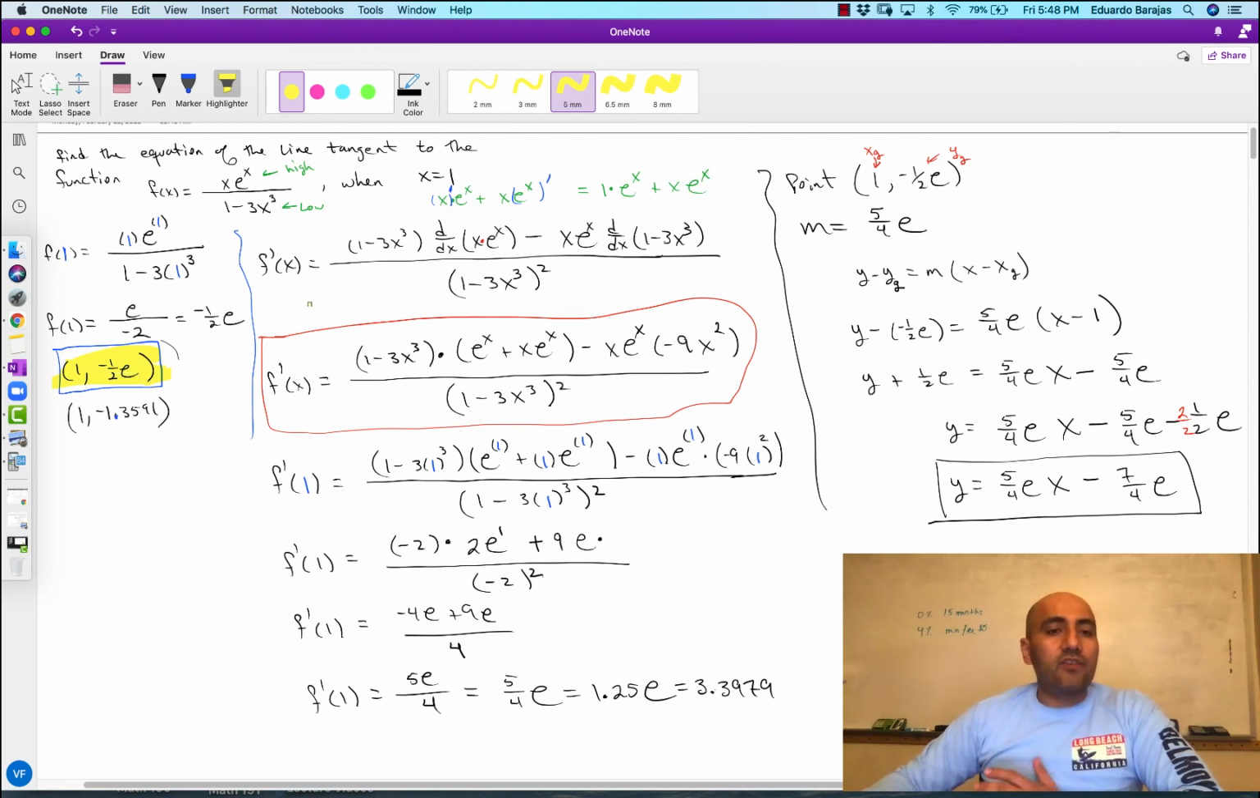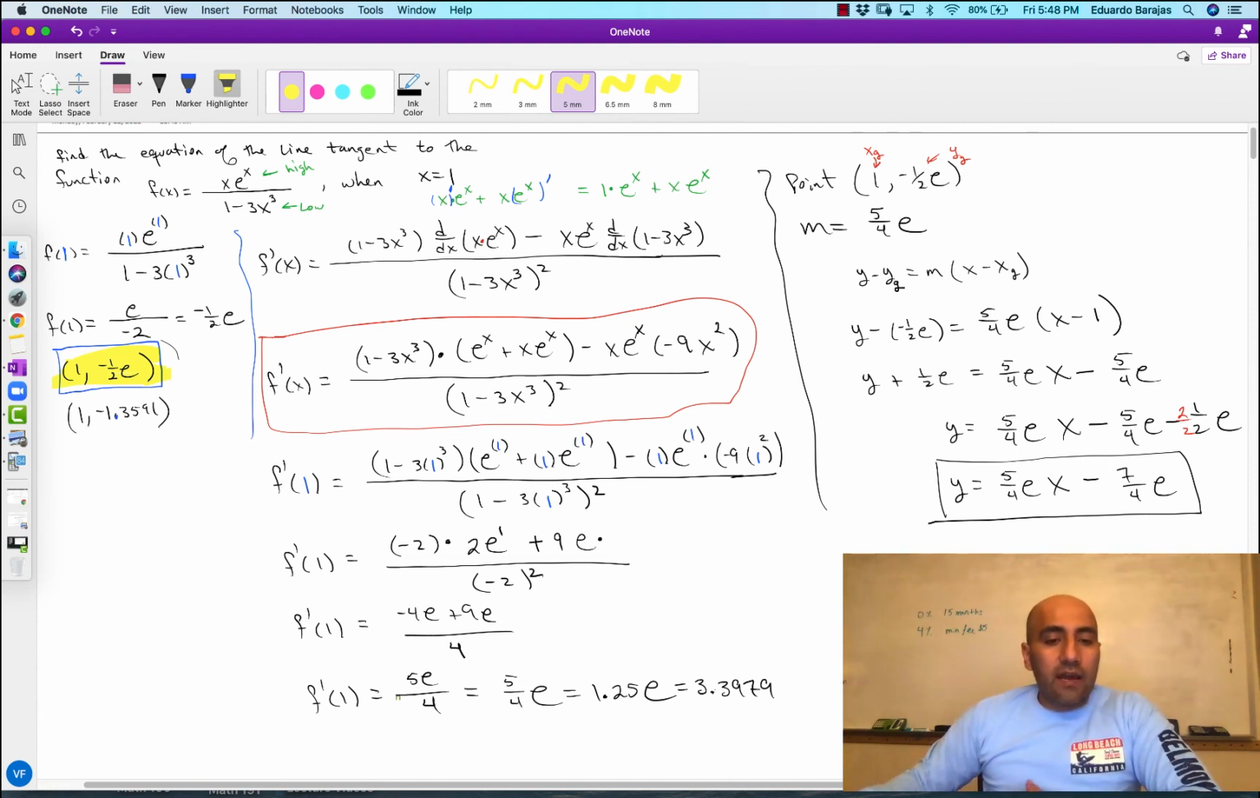Next, we need to find the slope of the line tangent. So we take its derivative. We use our quotient rule: low d high minus high d low over the denominator squared. We're careful about our derivatives. We don't need to simplify too much after that because we want to evaluate this at 1, and it makes it simpler to just evaluate it at 1 rather than use our algebra to FOIL and combine like terms. But if you want to do that, that'll work too.